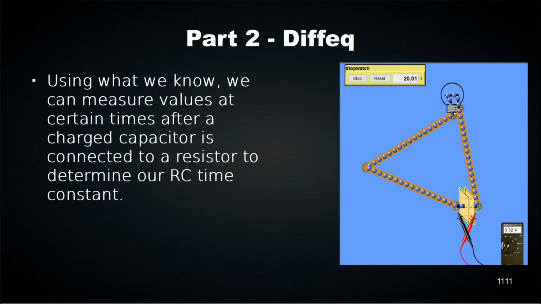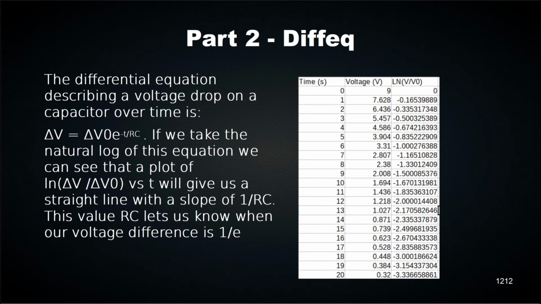Using what we know, we can measure values at certain times after a charged capacitor is connected to a resistor to determine our RC time constant. The differential equation describing a voltage drop on a capacitor over time is listed below. If we take the natural log of this equation, we can see that a plot of ln(ΔV/ΔV₀) versus t will give us a straight line with a slope of 1 over RC. This value RC lets us know when our voltage difference is 1 over e.